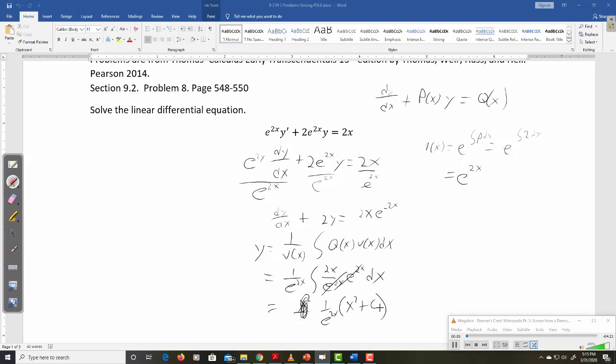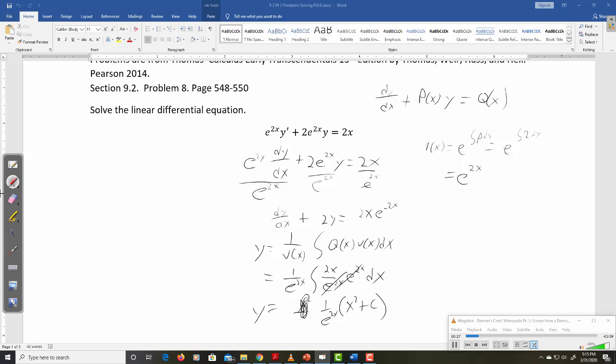Now note, the c is going to be multiplied by this. So I'm not just going to have a c out by itself in this one. But that's good enough for this. I think that's good enough for a solution. 1 over e to the 2x, x squared plus c.